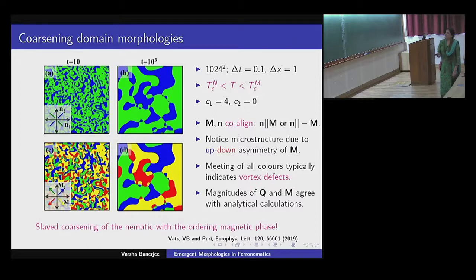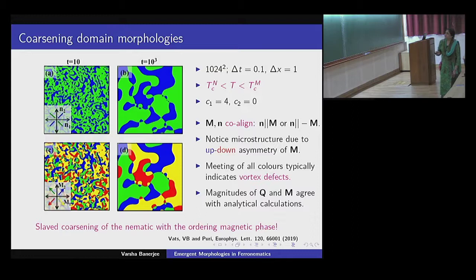These are the coarsening morphologies of the nematics, and these are the coarsening morphologies of the magnetic component. Okay? And what's the temperature? The temperature is such that now the magnetic component can order, but the nematic cannot order because T is above TCN. And we have this particular coupling, and we've done various couplings, but I'm choosing this one, where now the nematic component is coupled with the magnetic component and not vice versa.